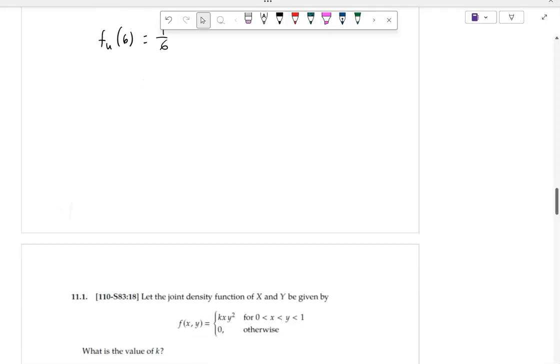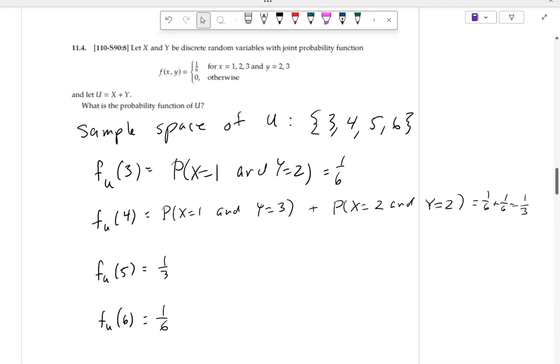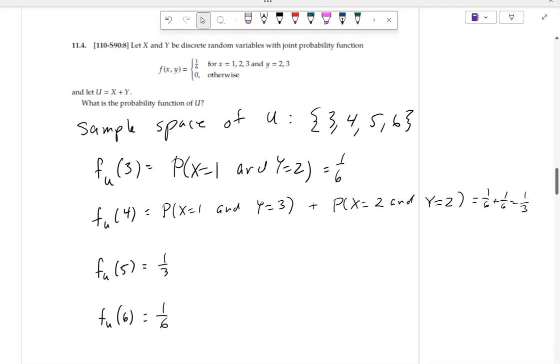Right. This might be kind of dumb, but how does that answer what the probability function of U is? You just count the probabilities of each. That is the probability function. That's what it's asking. It literally just says what's the PDF or PMF, and that's giving you those.